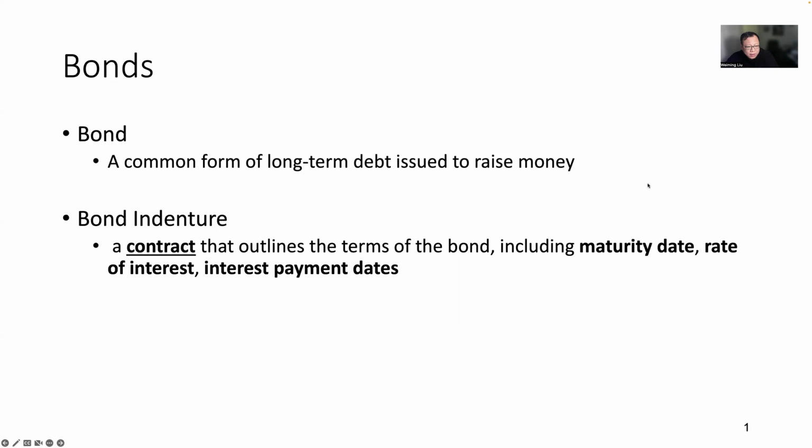It's actually a contract, okay? And the contract outlines the terms of the bond: when the bond matures, and what the rate of interest is. This rate of interest is often called the coupon rate. And when the interest will be paid. They will be very clear on whether it will be paid annually on a date, semi-annually, quarterly, or monthly. It really depends on how they set up the contract.